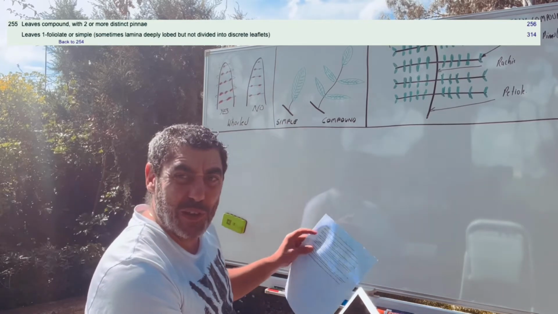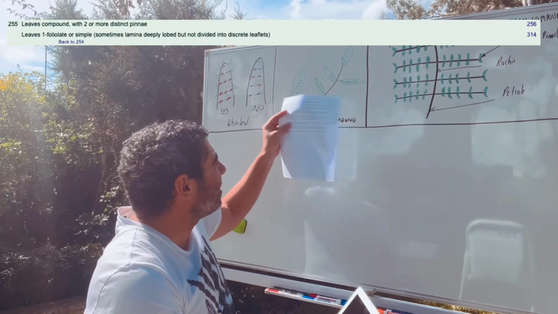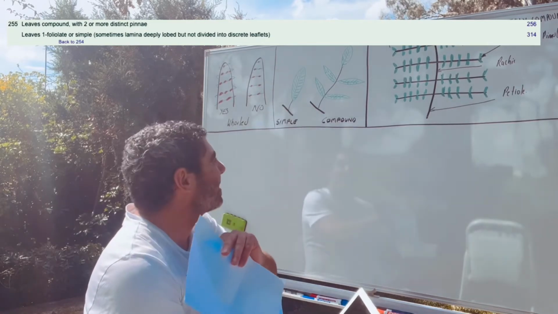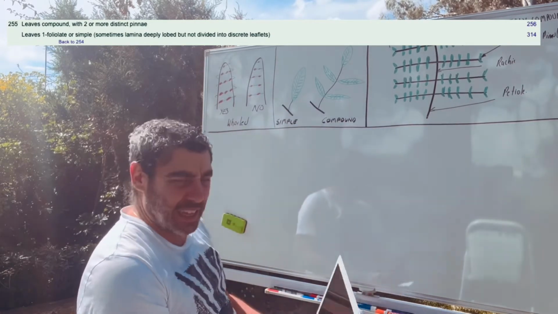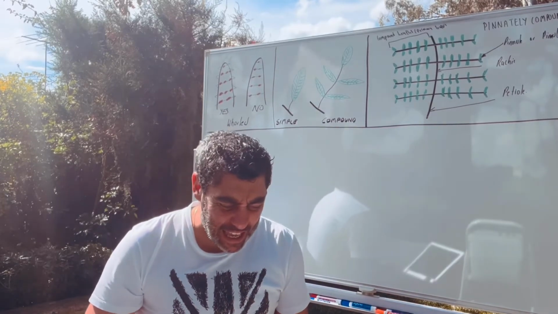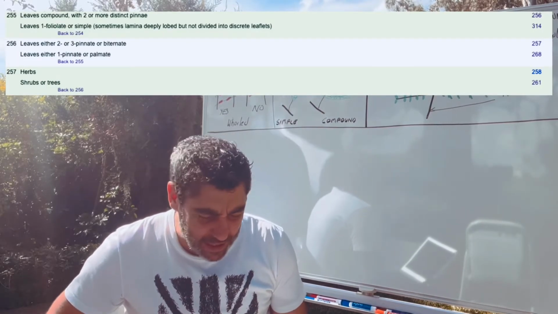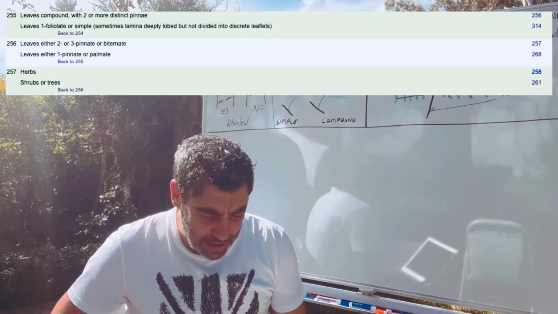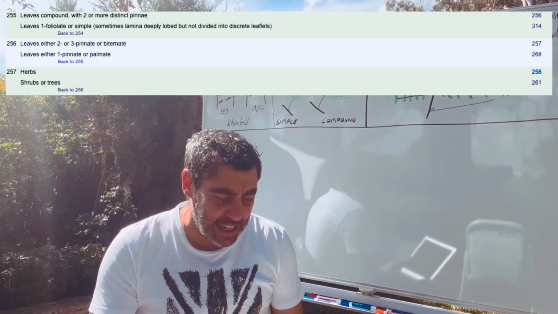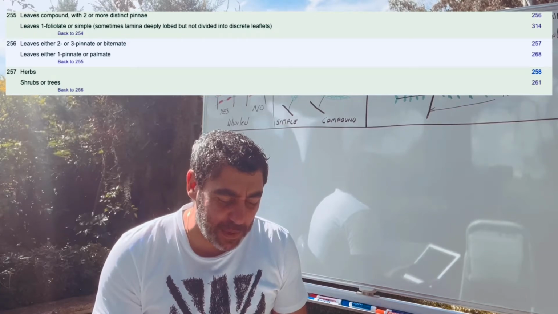Now, I like this definition of a compound leaf. A compound leaf can be described as a leaf that contains 2 or more leaflets originating from the same stalk. That's what we have there. That's your simple leaf, that's your compound. And with that definition alone, we're in a position to move to the next level. Leaves compound, 2 or more distinct pennae, 256. Now we're on 256. Leaves either 2 to 3 pennae or bipinnate. Leaves 1 pennae or palmate.